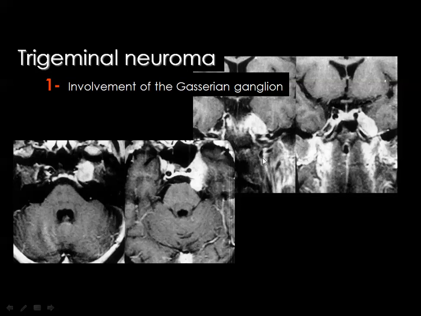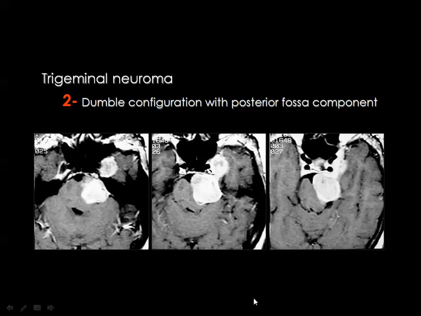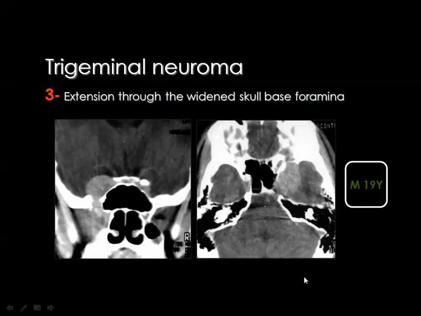And the second diagnostic criterion is the dumbbell configuration. You have two components of the lesion, one infratentorial and one supratentorial. The third feature is that in the coronal images, you can see the tumor extending through the skull base foramina. And here is the component of the tumor, and this is an intracranial component of the tumor.